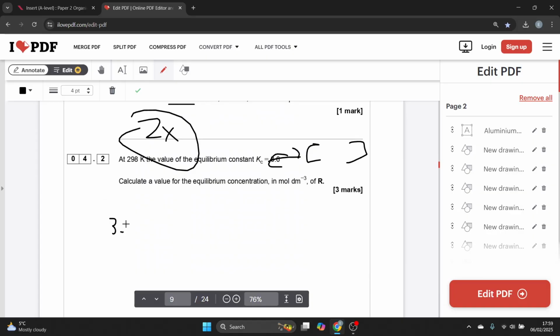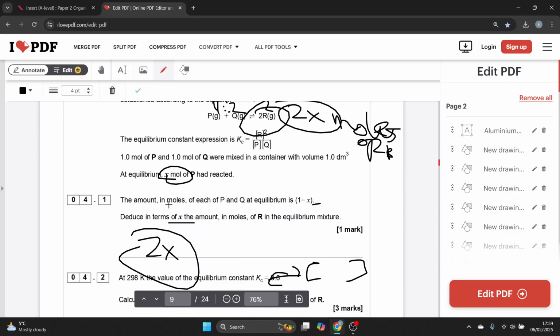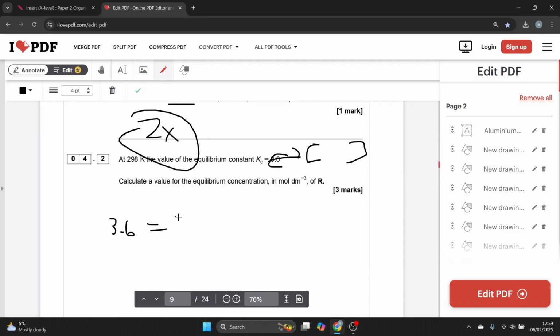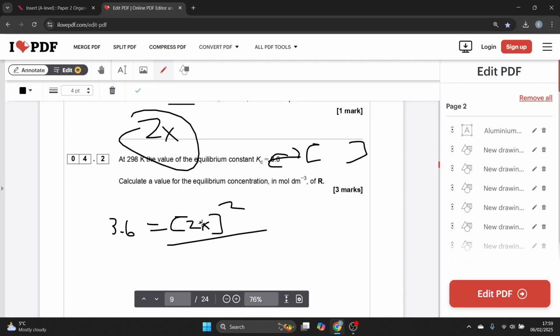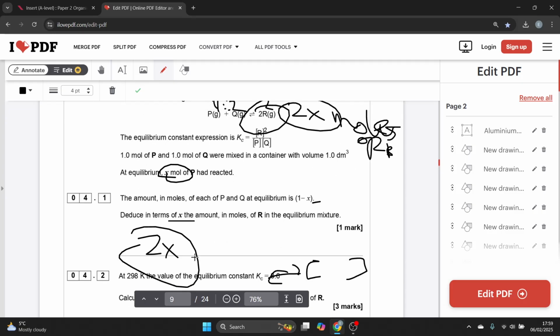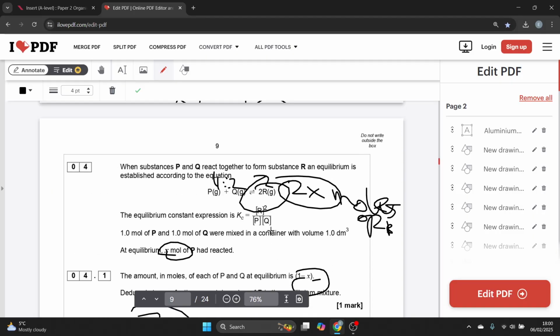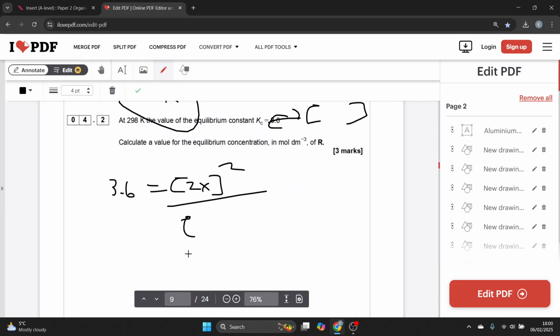Kc 3.6. Concentration of R squared is just going to be 2x squared divided by P and Q. So divided by P and Q, which is just going to be, well, I know moles of each of P and Q at equilibrium is 1 minus X of each P and Q. So it's just going to be 1 minus X squared. Now I need to rearrange it.